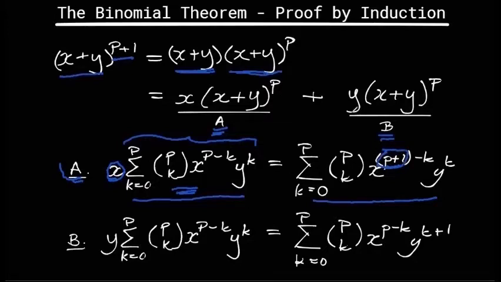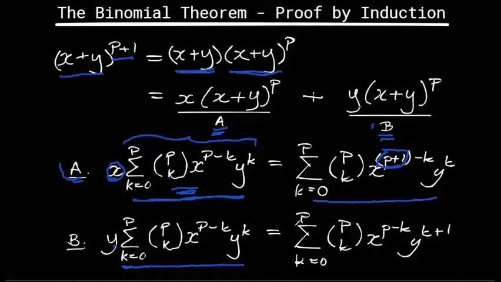Now we're going to do the same. Section B, we do the same with y. So this is the same formula for x plus y all to the power of p, but now we're multiplying it by y.